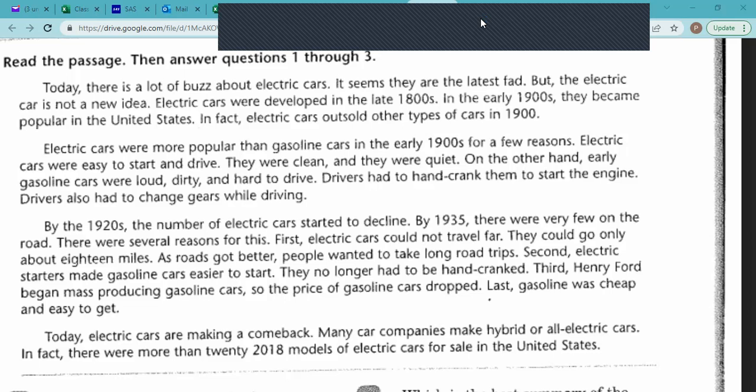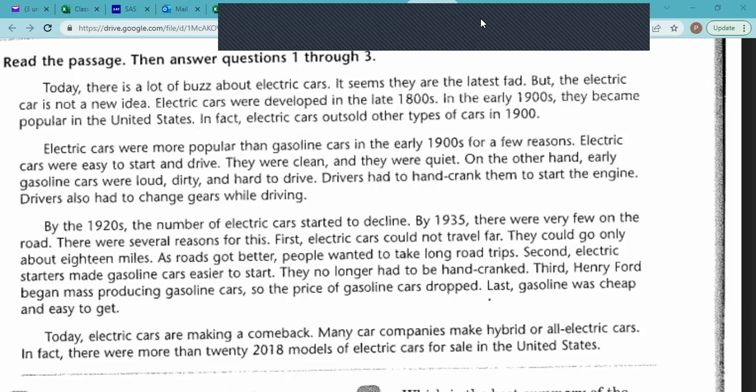Electric cars were more popular than gasoline cars in the early 1900s for a few reasons. Electric cars were easy to start and drive. They were clean and they were quiet. On the other hand, early gasoline cars were loud, dirty, and hard to drive. Drivers had to hand crank them to start the engine. Drivers also had to change gears while driving.